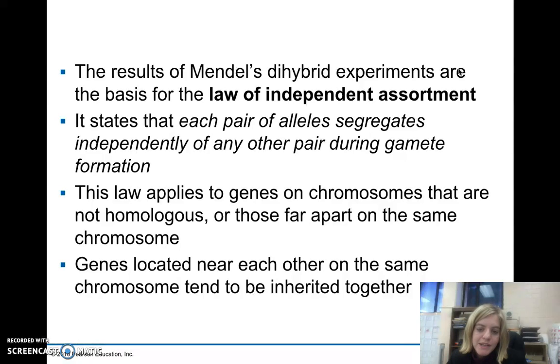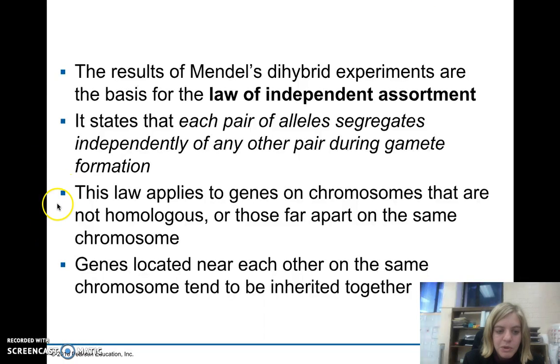So that applies to genes on chromosomes that are not homologous, or those far apart on the same chromosome. This basically means that when a new organism is forming, just because a parent donates an allele for a purple flower doesn't mean it's also going to send an allele for a yellow seed. It doesn't matter. Everything is independent. So each of the alleles is assorted independently.